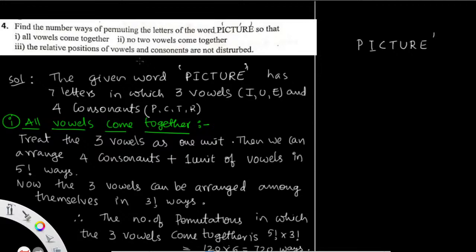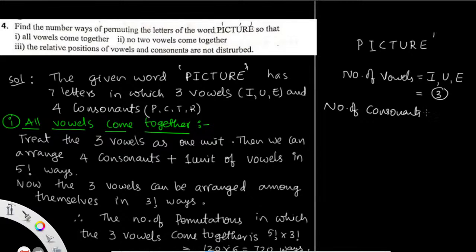In the first question, all vowels are together. First, write the number of vowels: I, U, E, so there are 3 vowels. Similarly, the number of consonants: P, C, T, R, which is 4.